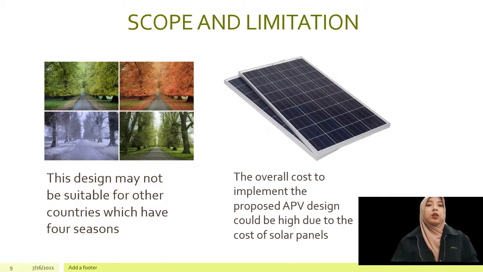The scope and limitation of the project is that the proposed design of the combined agro-photovoltaic system and rainwater harvesting system is based on Malaysia's climate only, which is hot and humid throughout the year. This design may not be suitable for other countries which have 4 seasons. The overall cost to implement the proposed agro-photovoltaic design could be high due to the cost of the solar panel. Hence, the main aim of the design is to maximize the efficiency of the solar panel.